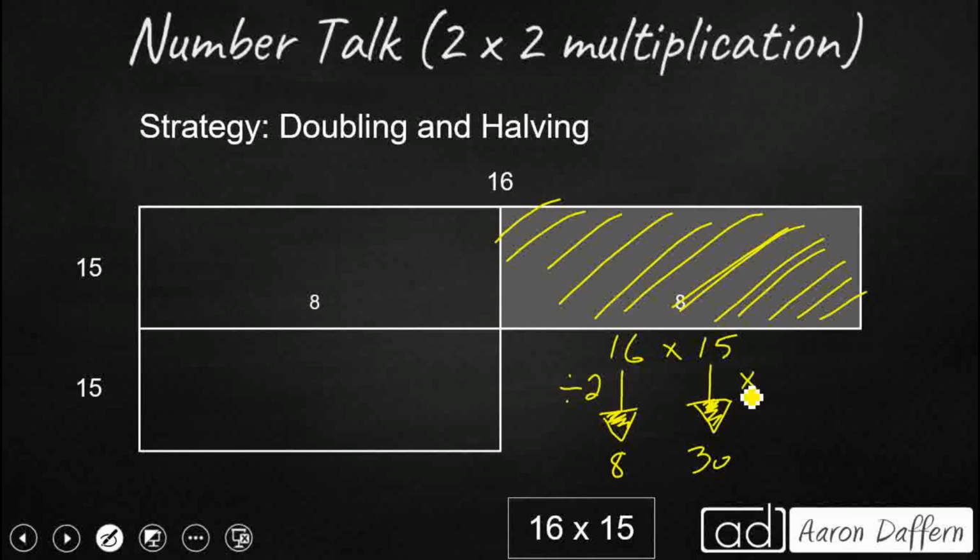So I took my 16, divided it by 2. I'm going to take my 15, and I'm going to double it. That's why I've got two 15s. That makes 30. So 16 times 15 is the same as 8 times 30. That's how doubling and halving works. And so 8 times 3 is going to be 24. Add that 0, 240. And that's a pretty easy problem to do.